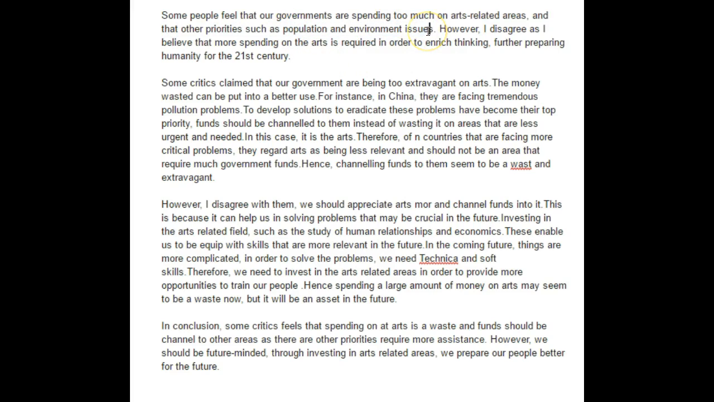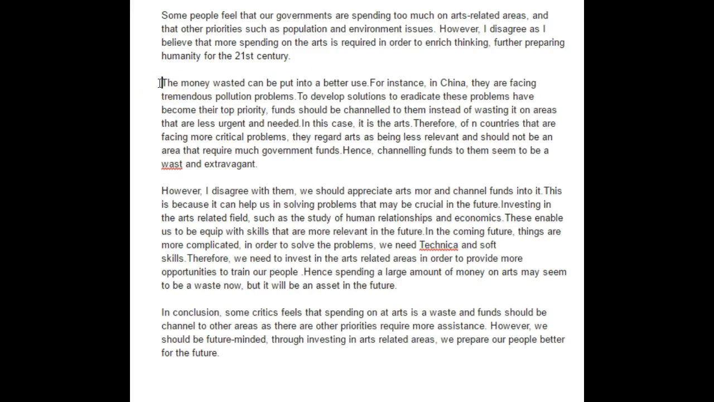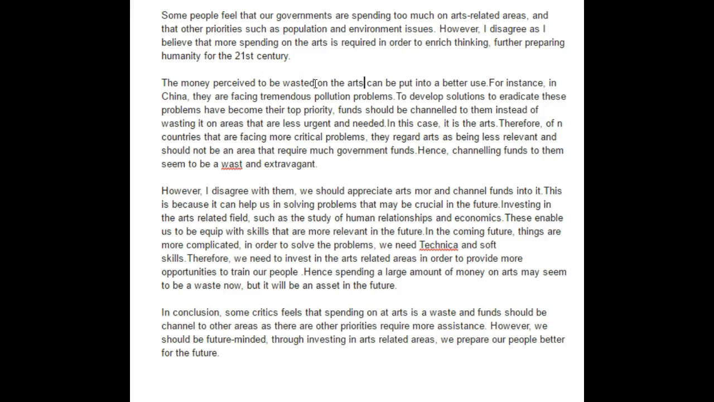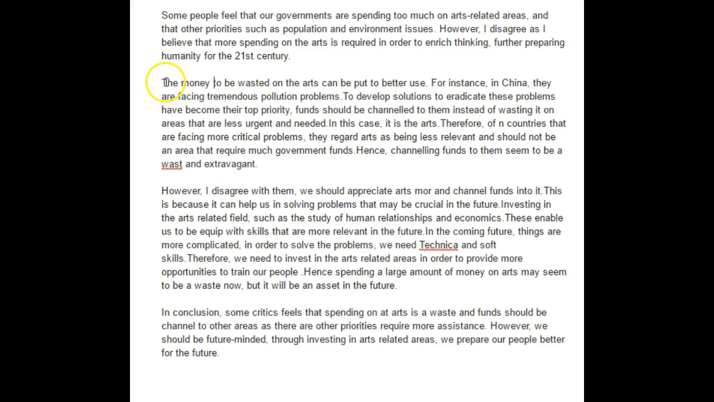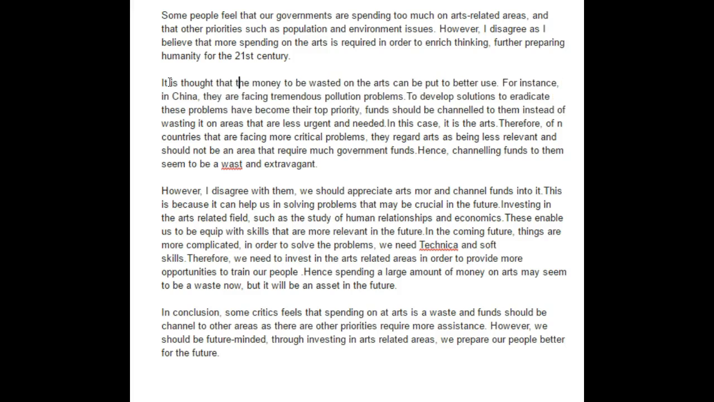So you've covered the issues that are more important, you've covered your opinion and a brief explanation why, and you've also introduced the idea that's up for contention. Now we have a tidy intro. So here as well, the background statement can go, and we can just say the money perceived to be wasted on the arts can be put, and the phrase is put to better use. Or, actually, I'll change this up so this applies to the entire sentence. It is thought that the money used for the arts could be put to better use.